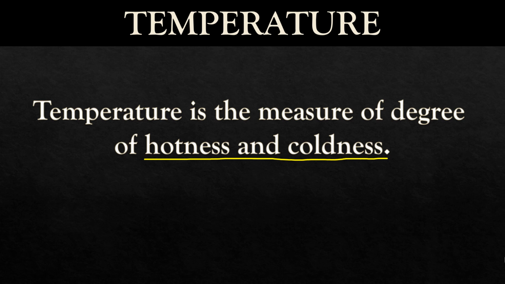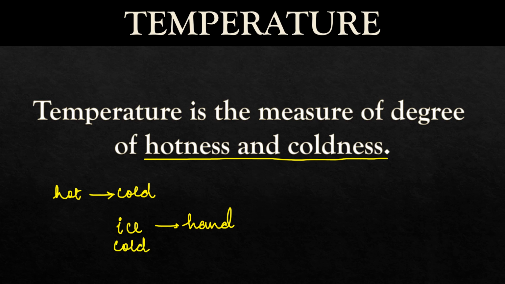Hotness or coldness of any object depends on the direction of flow of heat. Heat flows from a hotter body towards a colder body. Like if we touch ice, then we feel cold because the temperature of our body is comparatively higher than the temperature of ice. Heat is transferred from our hand to the ice.